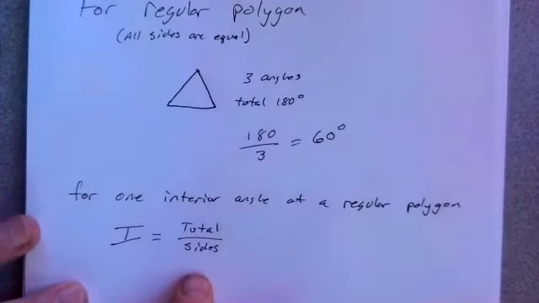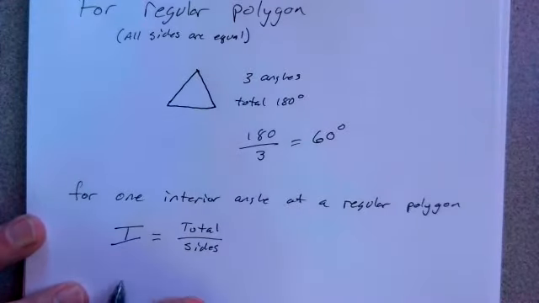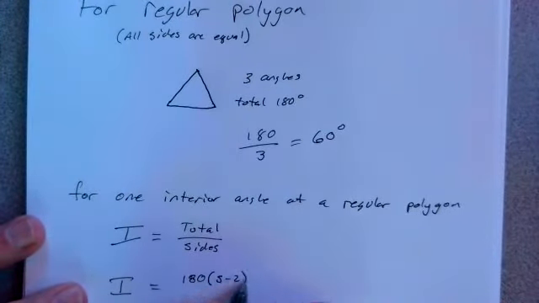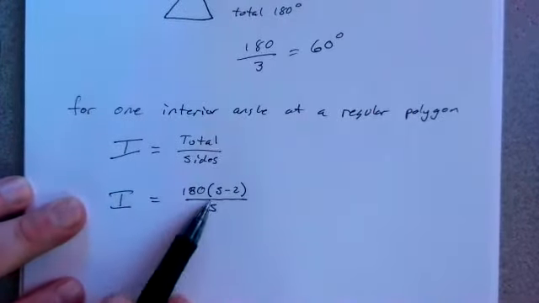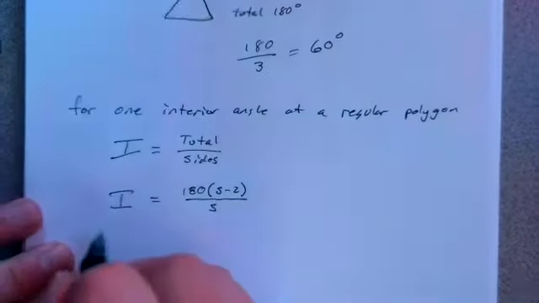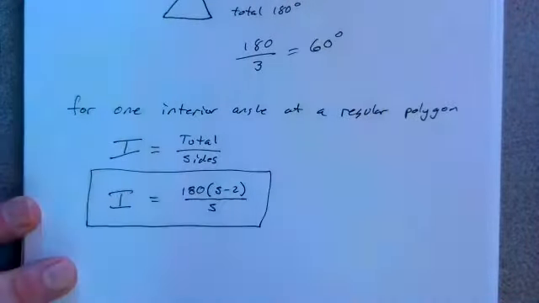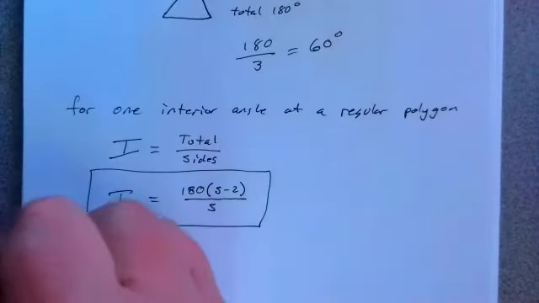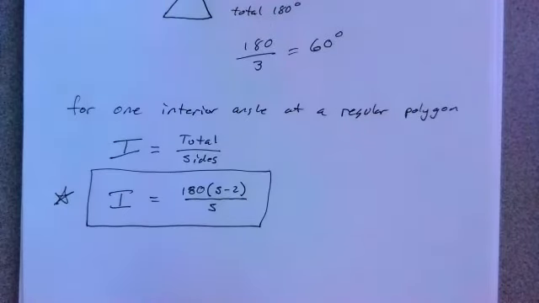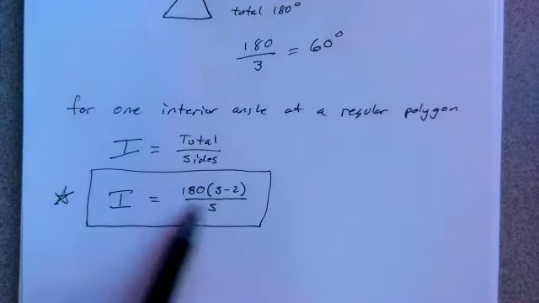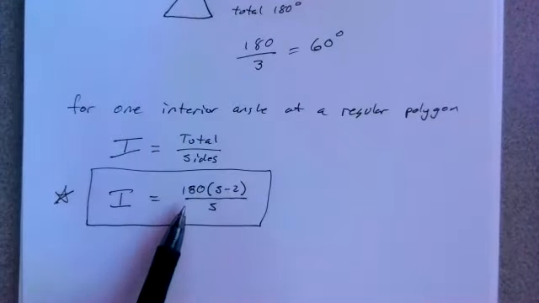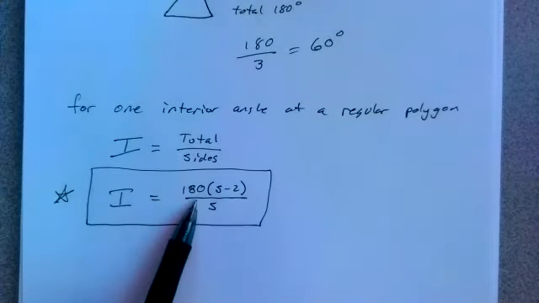Well, as we saw earlier, we already have a formula for the total, right? 180 times S minus 2. So here for an interior angle, we could say 180 times S minus 2 all over S, right? Because S is our number of sides. Here we have another formula. This is our second formula that we can use. And I really like this because this formula is one that we can use, I don't want to say all the time, but this one's pretty helpful.